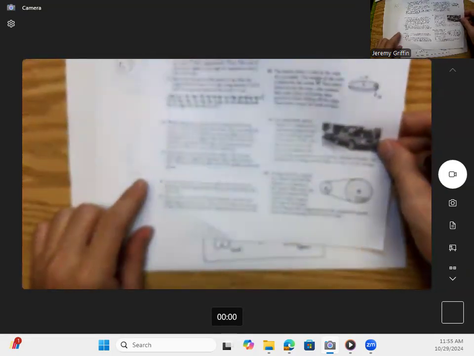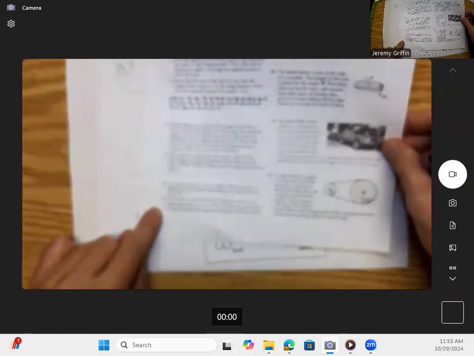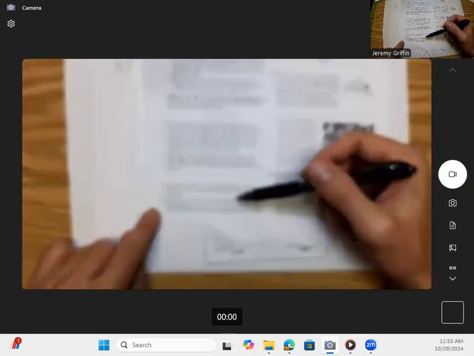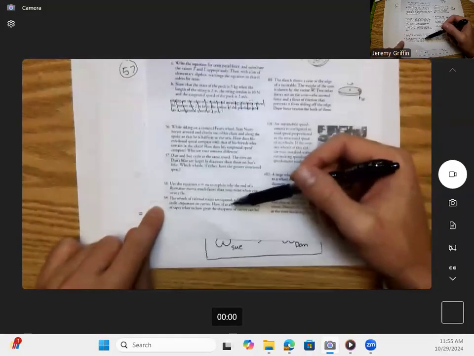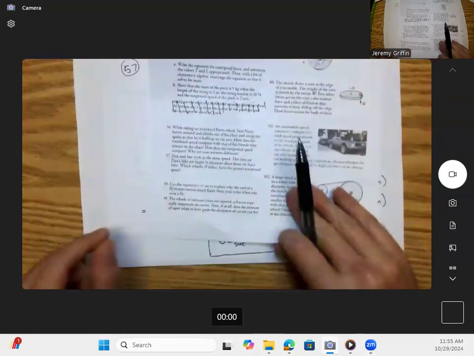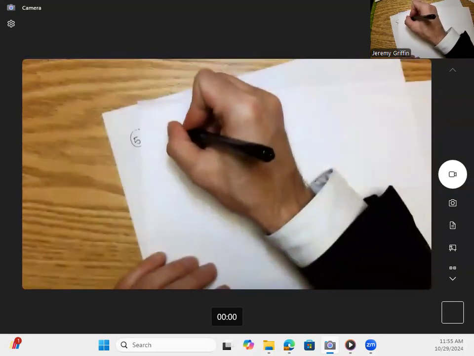Here, we're gonna skip a little bit. Let's just do 59 verbally in class. It says the wheels of railroad trains are tapered, which is important for curves. How does the amount of taper relate to how sharp the curves can be? We could draw a picture for this. We're skipping 58, so let's just go to 59.